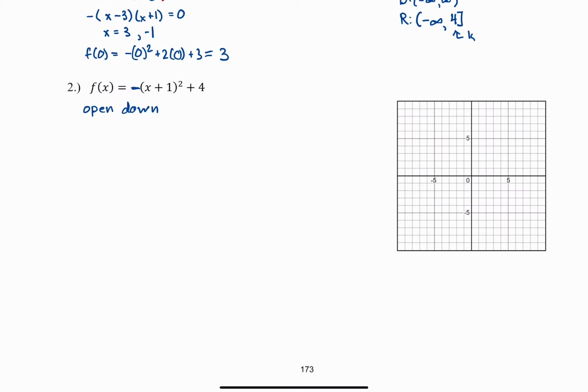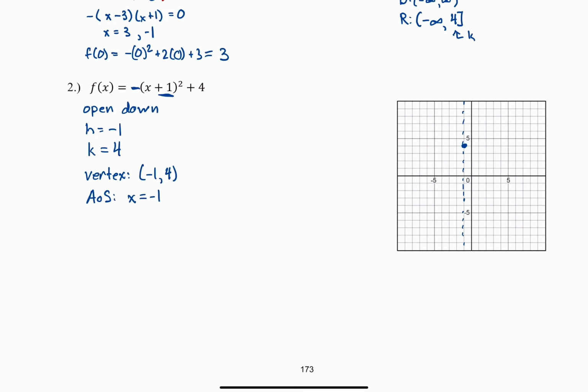The vertex here, the h, is going to be the value with the x, but remember you need to change the sign. So h is -1, it's a shift to the left, and k is going to be 4. So that is a vertical shift. So our vertex here is just going to be (-1, 4). We are opening down, so we will need to find our x-intercepts. But our axis of symmetry is just x equal to -1. It is just a vertical line going through the vertex.